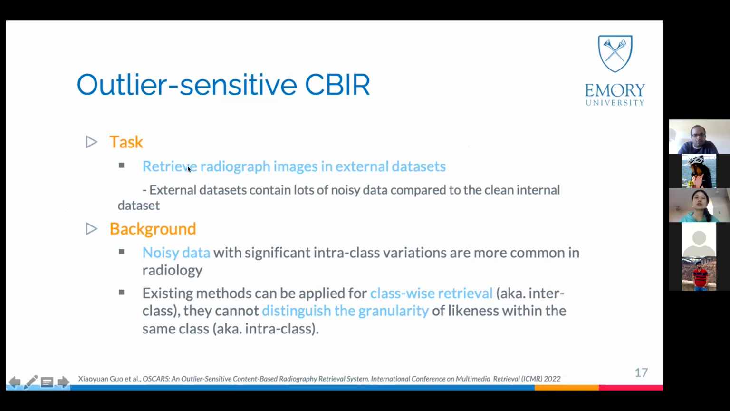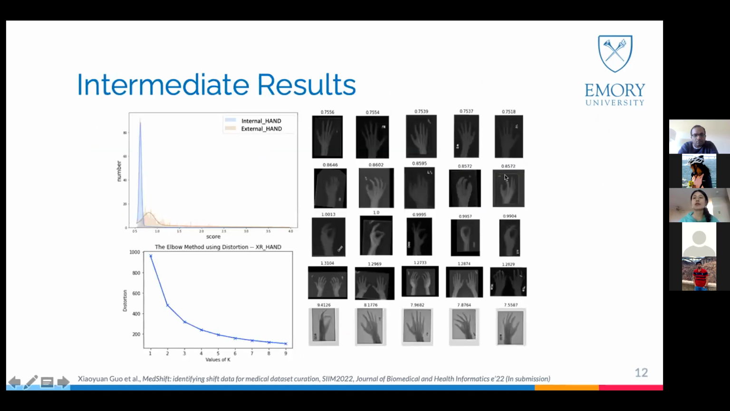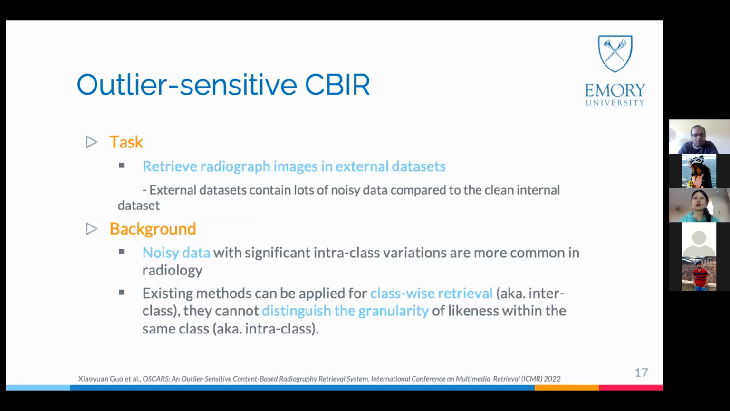The task is to retrieve radiologist images in external datasets, since the external datasets may contain a lot of noisy data compared to the clean internal dataset. If the retrieval model can also be aware of intra-class variation, it will be more sensitive to the outliers, and then we will get better retrieval performance. The background is that data with significant intra-class variation is very common. Like I said before, even for the hand class, we have different variations and different qualities. Those are the noisy data, and we want to do retrieval there.